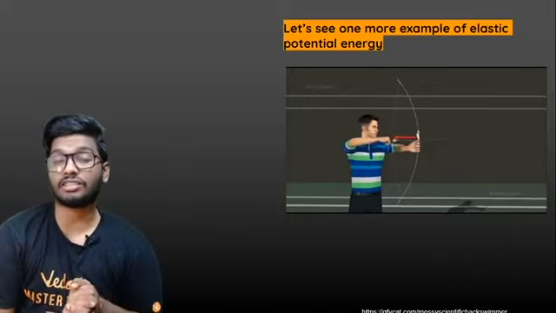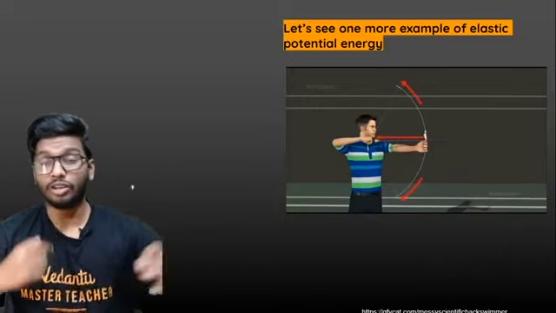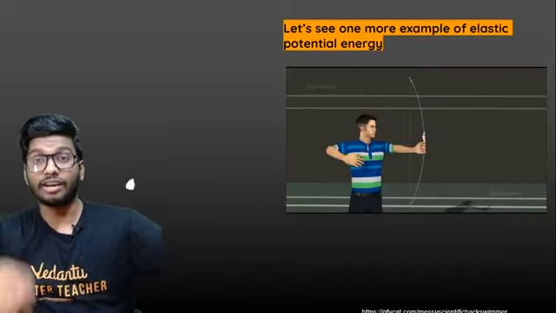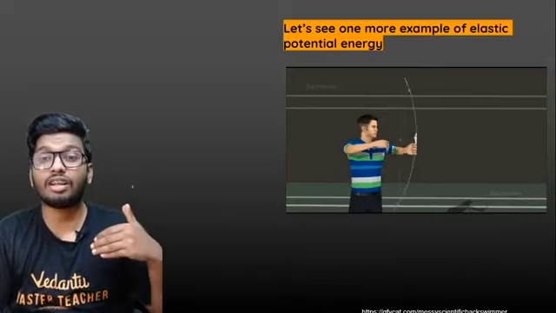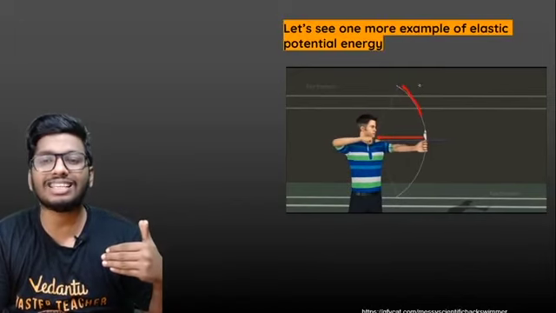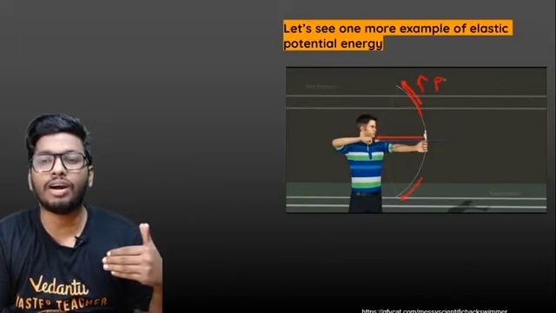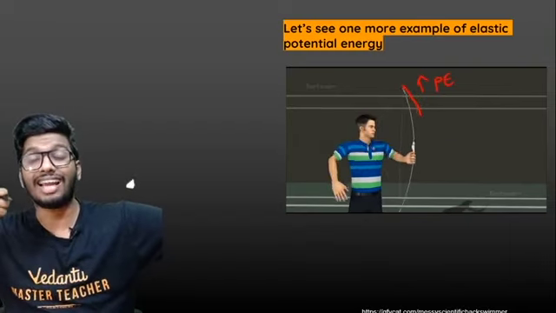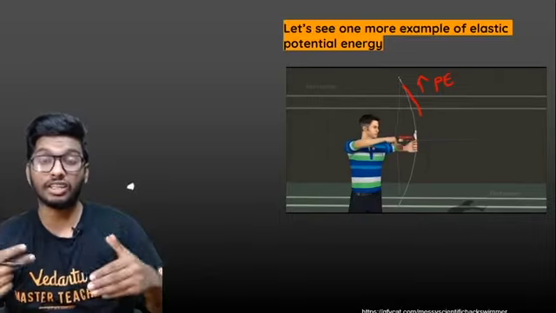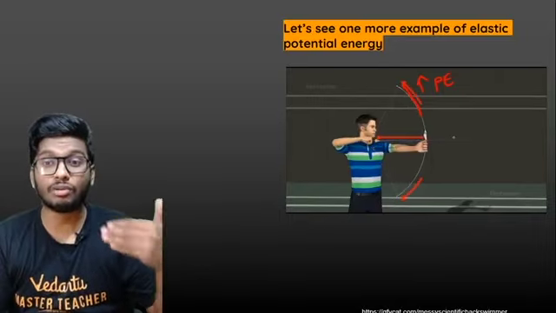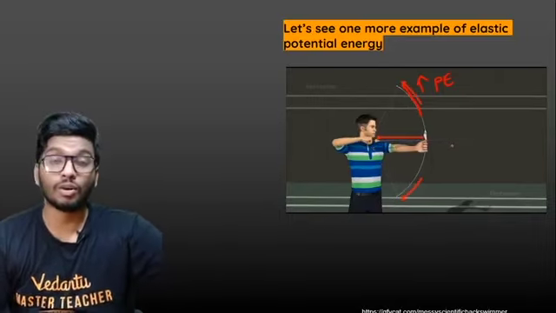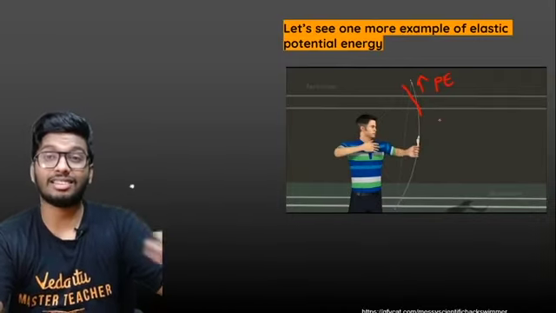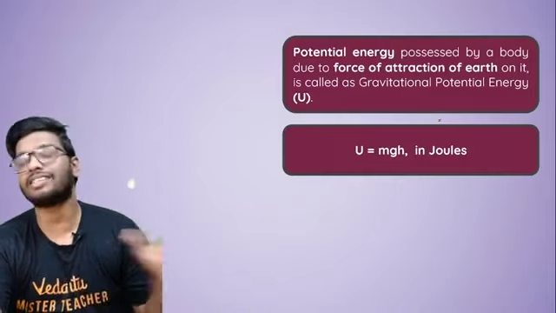Now another example for elastic potential energy is a bow and arrow. So when an archer pulls the bow towards him, you see that he's pulling the string. So when he's pulling the string, the potential energy on the bow is actually increasing, and on the string as well, because of its position. And as soon as you leave it, what happens? The potential energy gets converted to kinetic energy and the arrow starts moving forward. So yes, guys, here also you can say that it is because of elastic potential energy that the arrow starts moving forward. As simple as that.